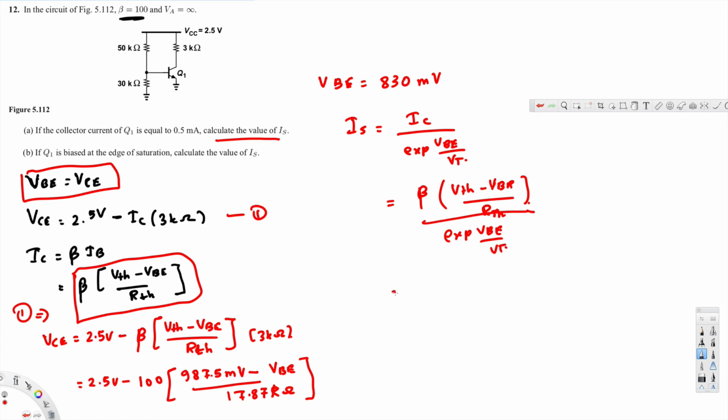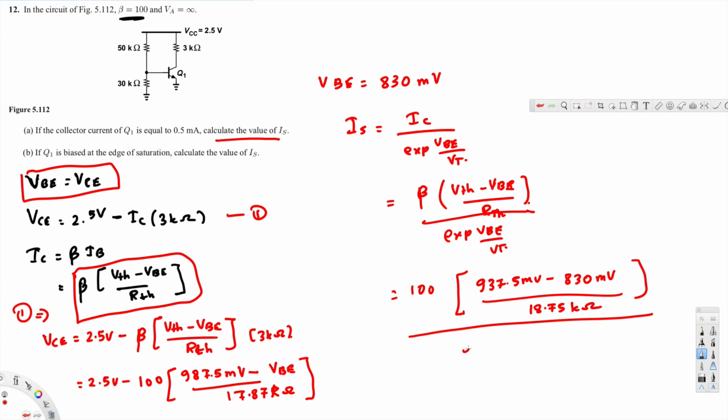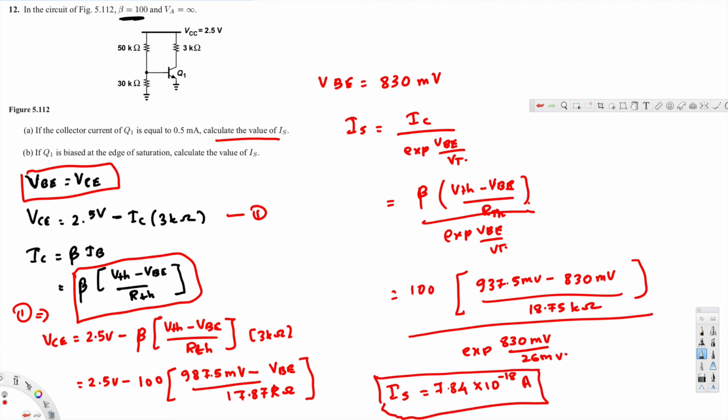Now let's go ahead and plug in the values. Beta is 100 and Vthevenin is 937.5 millivolts minus VBE, which is 830 millivolts, divided by R Thevenin, that is 18.75 kilo ohm, and divided by the exponential of VBE, 830 millivolts, divided by 26 millivolts. From this we can solve for IS. IS gives us 7.84 times 10 to the power of minus 18 ampere, and that's our IS value. That's how we do this kind of problem.